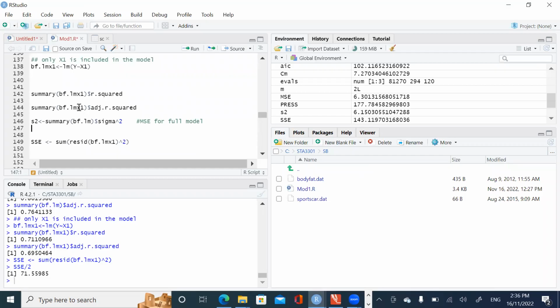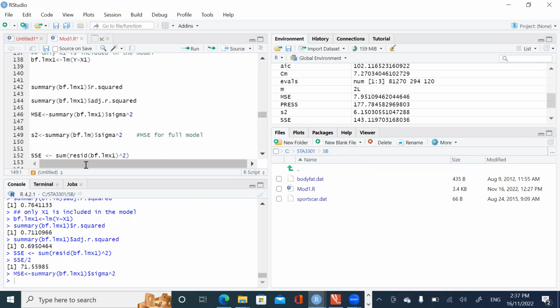So if we include only one independent variable x1, this is our adjusted R square, and this is our MSE. This is the MSE of the full model. That means if we include all of these, in our case, the model is bf.lm x1, and in that model we have only one independent variable. So this is our MSE.